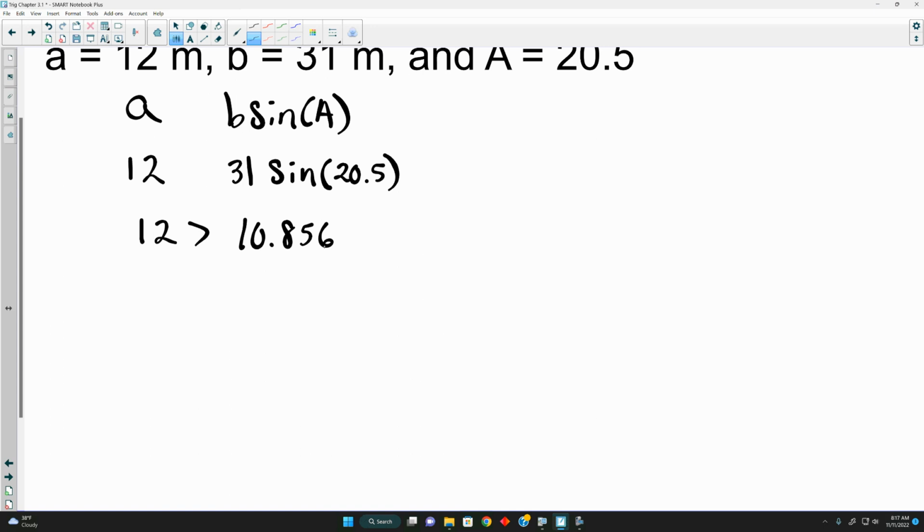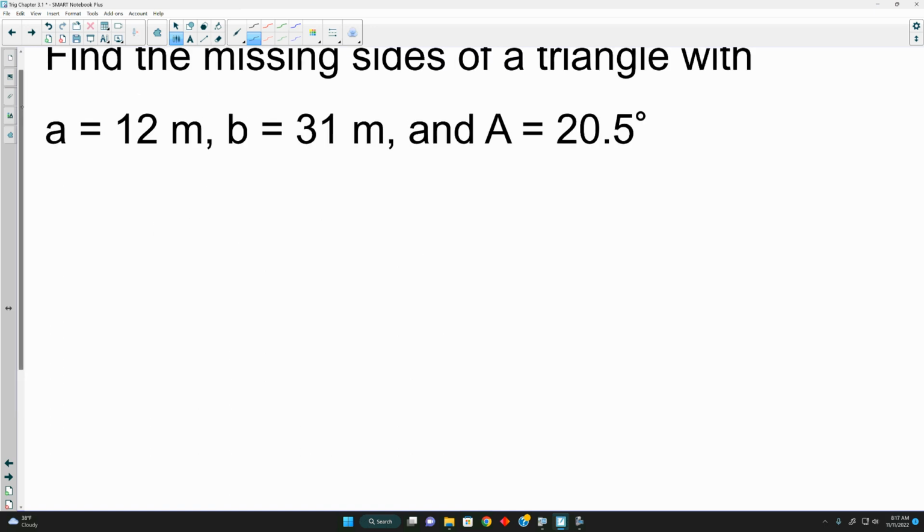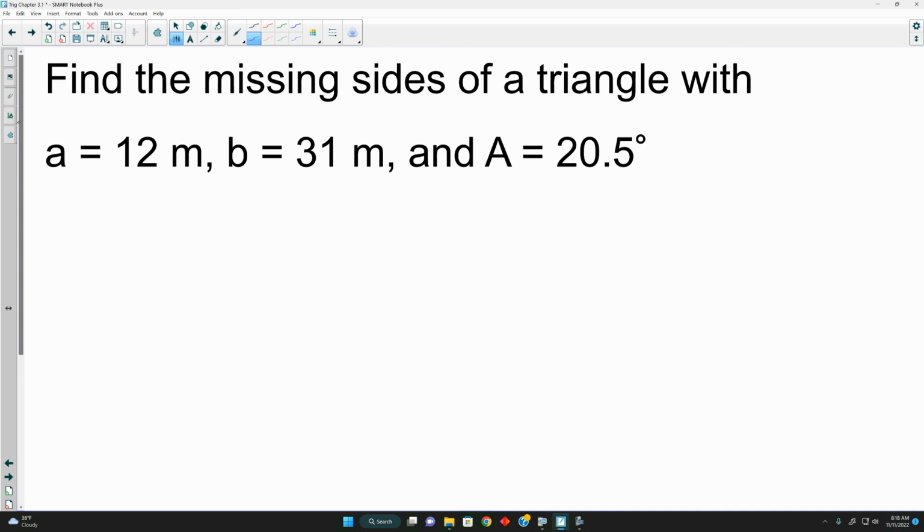So 12 is greater than it, yes? Which means we have how many solutions? 2. So most of these calculations, especially with this here, I wouldn't do it big, I would do it small off to the side just so we know how many we have. Because this time we have 2.